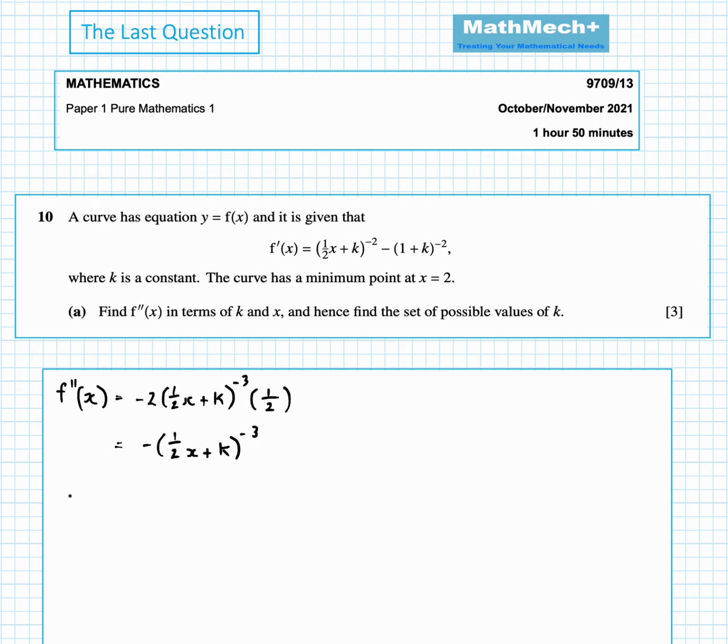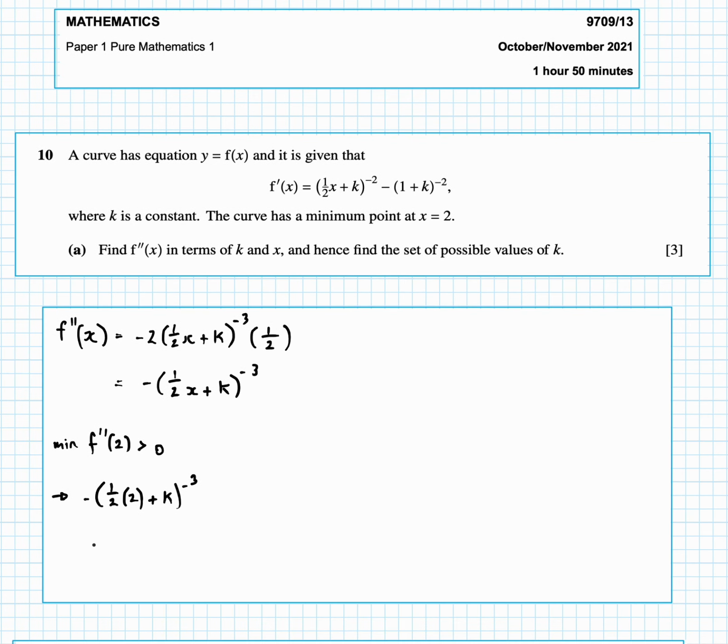We have a minimum point at x is equal to 2. So at the minimum point, f double prime should be greater than 0. So now we're going to take our f double prime of x and substitute in x is equal to 2. From there we can simplify. 1/2 times 2 is 1. And also, we have it greater than 0 here. I'm going to change the inequality to get rid of that negative sign.